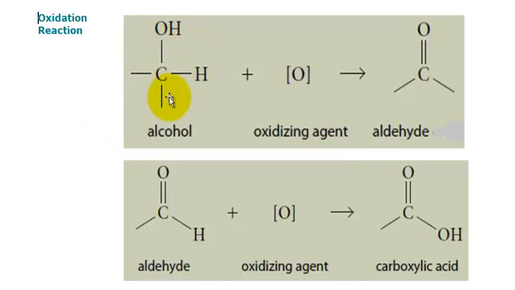Now, primary alcohols undergo oxidation. Oxidation is the removal of hydrogen atoms or the addition of oxygen atoms. In the first step, there is a removal of hydrogen atoms from the alcohol to form an aldehyde. And in the second step, there is the addition of an oxygen atom to the aldehyde to form a carboxylic acid.